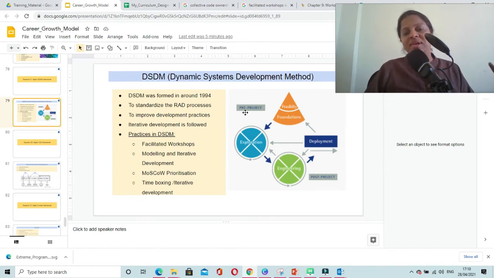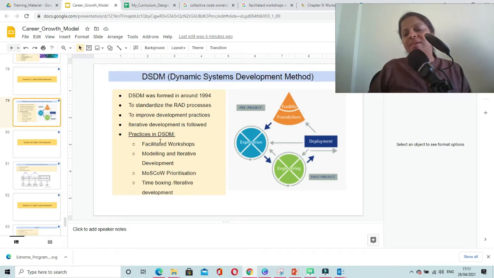So let us look at DSDM. DSDM was formed in around 1994, and the reason behind coming up with the DSDM framework is that in those times the teams were following the rapid application development process, but teams were not implementing those processes diligently. So as to standardize the development processes, those leaders thought that we should have a framework, and they came up with a framework called DSDM.